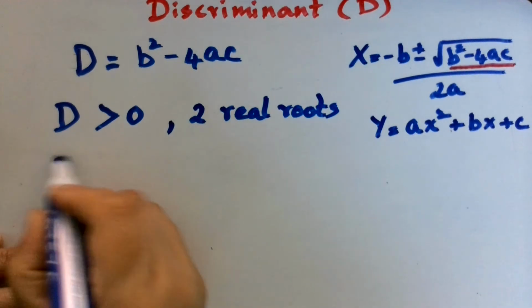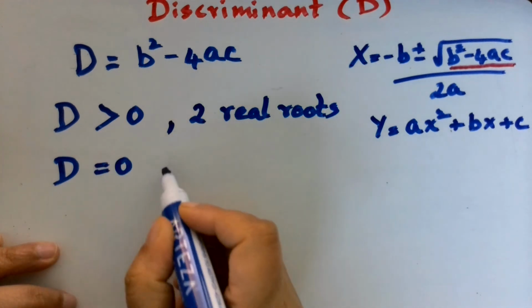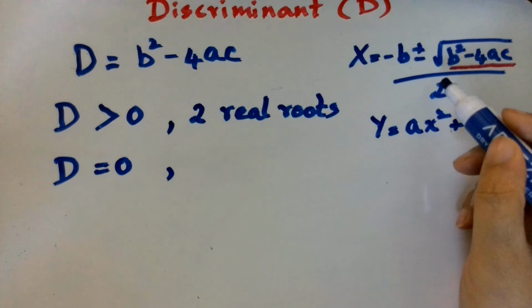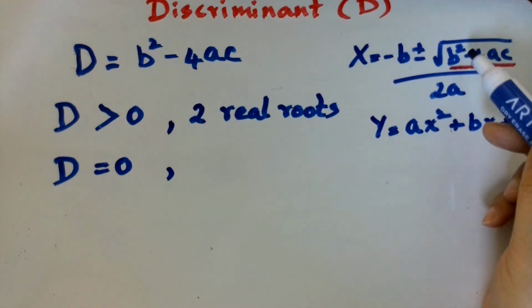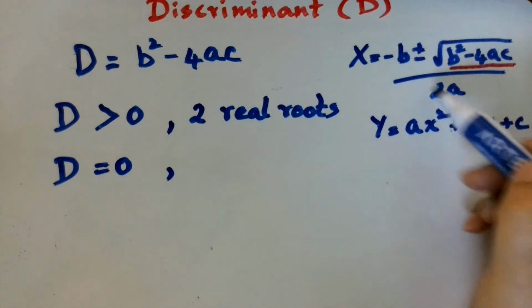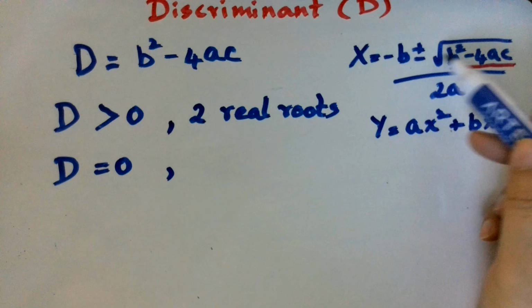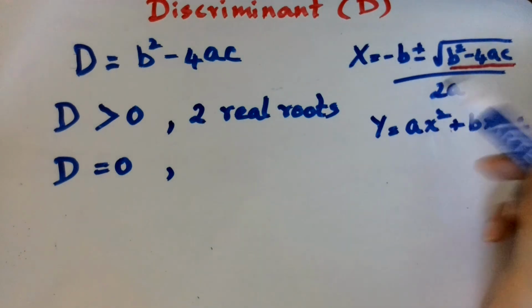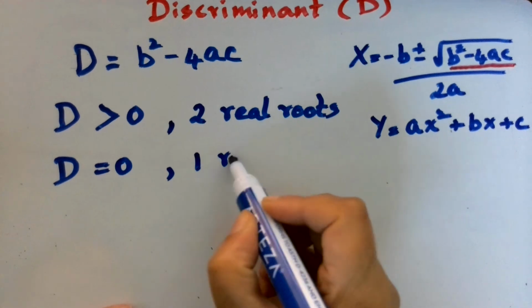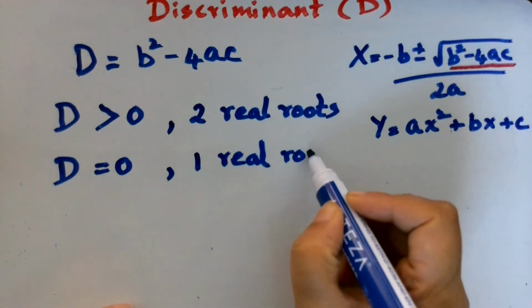And if you get the discriminant equal to 0, then what happens? Let's go back to the quadratic formula. If this part is 0, then you will end up with one real solution, because you don't have to worry about the plus or minus sign, because the number that you have after plus or minus is a 0. Negative b over 2a is just one real root or one real solution.